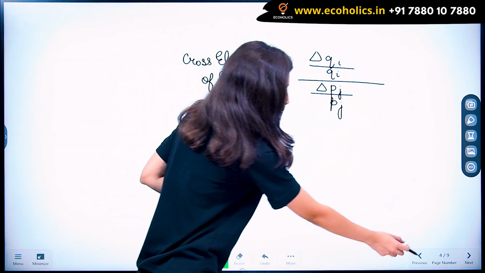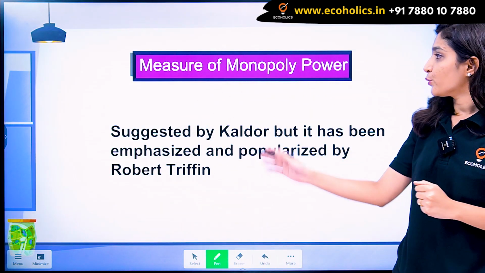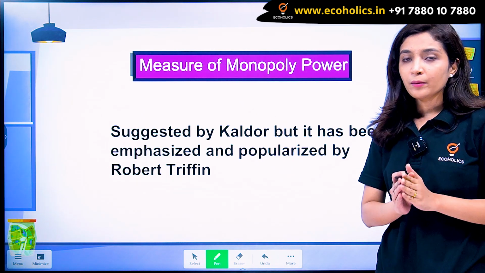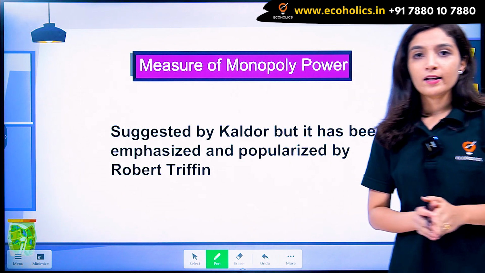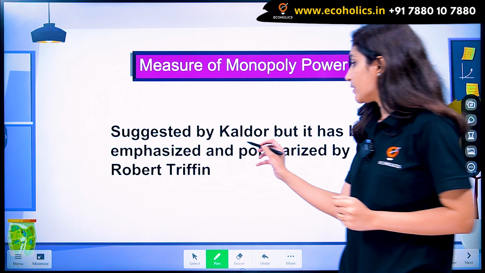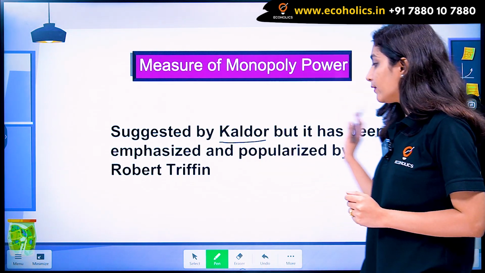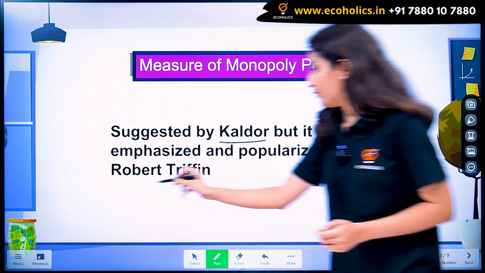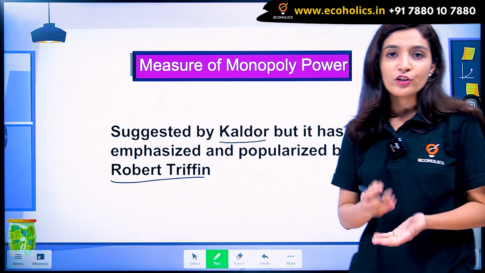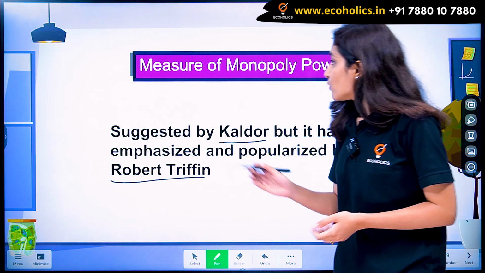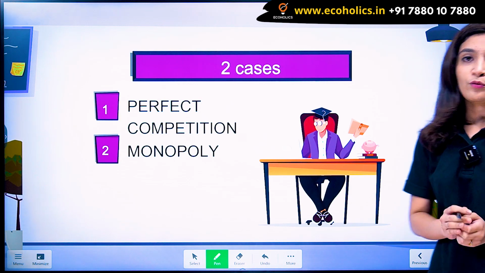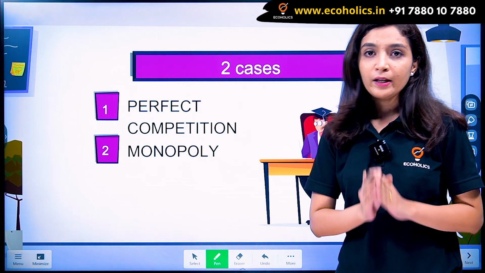Now, coming on to cross elasticity of demand as a measure of monopoly power. It was first suggested by Kaldor, and then popularized by Triffin in his book Value Theory and General Equilibrium Analysis. So, let's now look at the cross elasticity of demand as a measure of monopoly power.